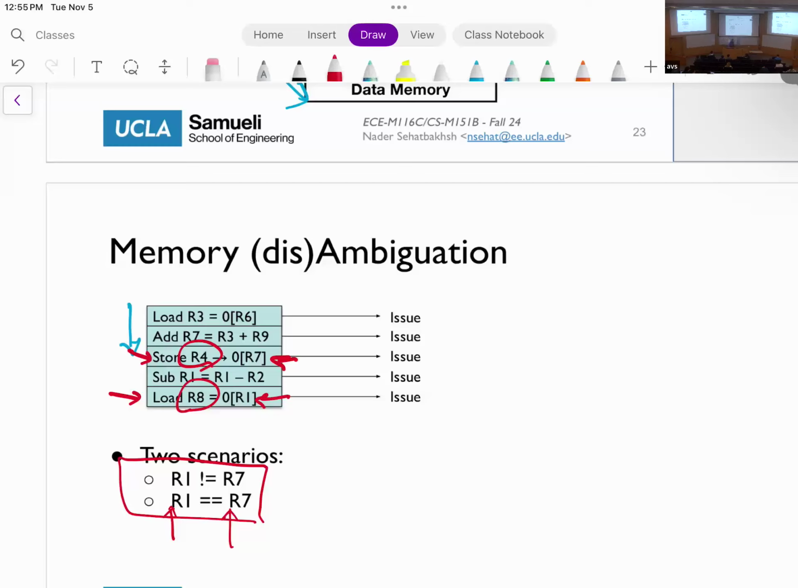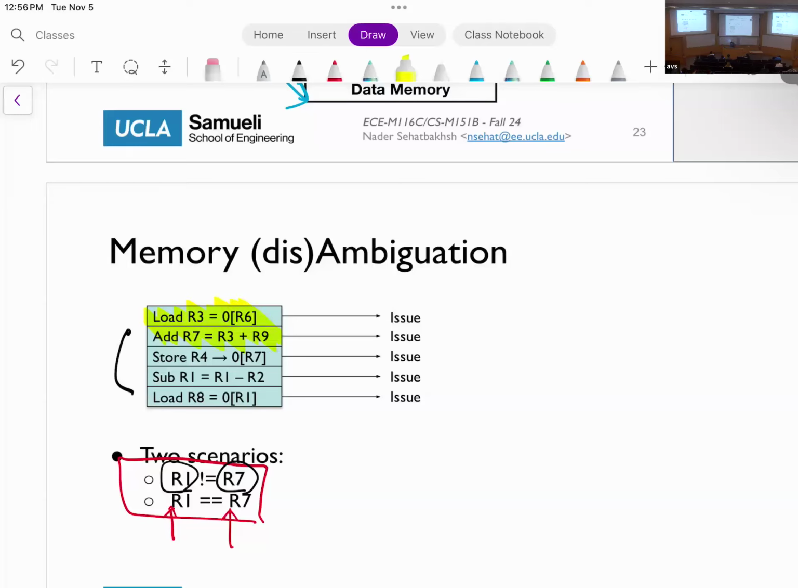Okay? And the problem with this is that I don't know whether or not these two things are the same until I actually know the value of this and this. So by looking at this code, I have no idea whether these two are dependent or not, okay? And I can run this multiple times, and sometimes they might be dependent, and sometimes they may not be. Again, it depends on the values, okay? And this is what we call memory ambiguation, because it's ambiguous whether or not I have a dependency here or not.